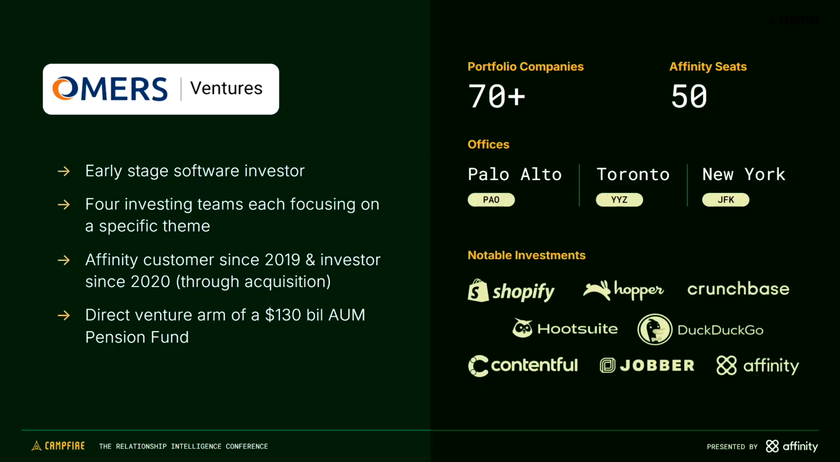And then OMERS. OMERS Ventures is a direct venture investor affiliated with OMERS, the large Canadian pension fund. It's kind of like CalPERS with a Canadian accent, I guess, is how you think about OMERS. Early stage investor, lots of software. We have about 70 portfolio companies, 50 Affinity seats. The reason you see me down here so much is we have an office in Palo Alto, but we're also in Toronto and New York. Some of our notable investments were Shopify, Contentful, and fun fact, Affinity as well.